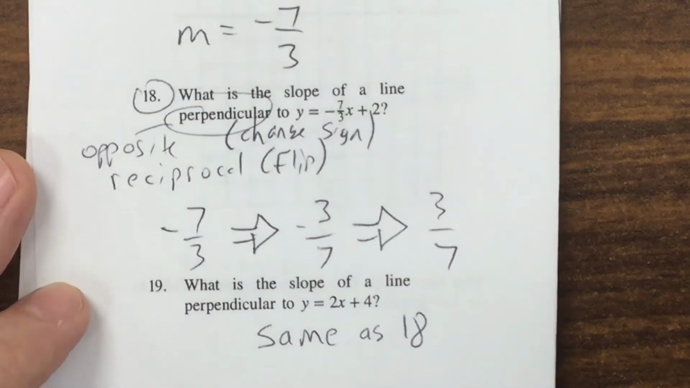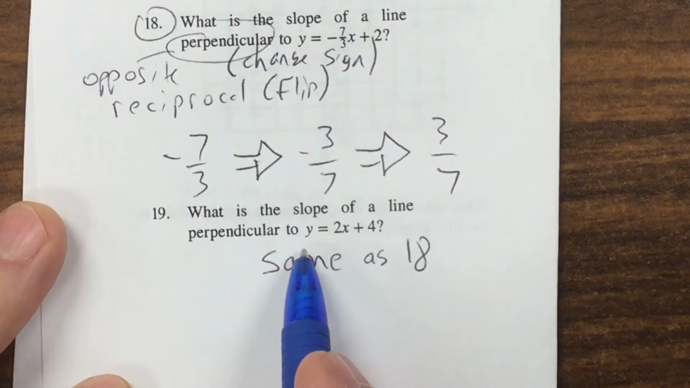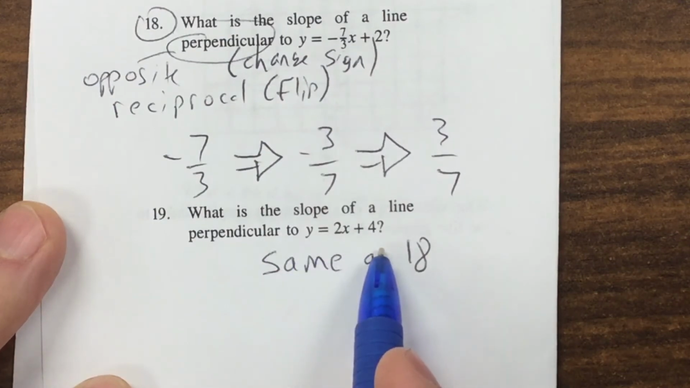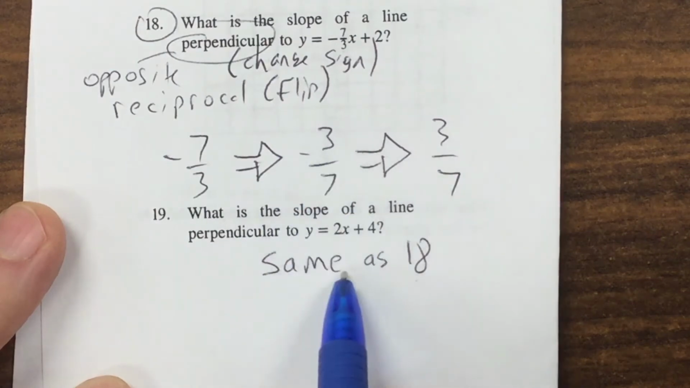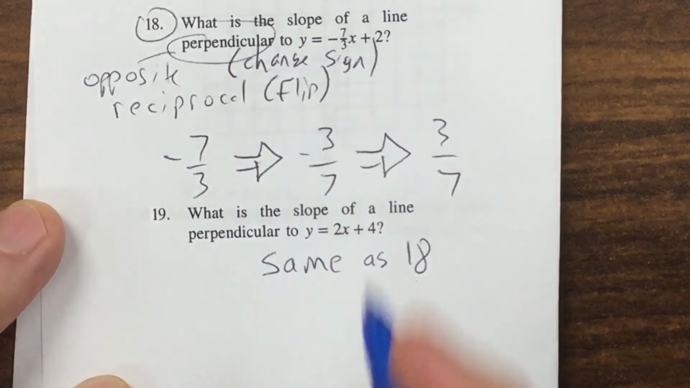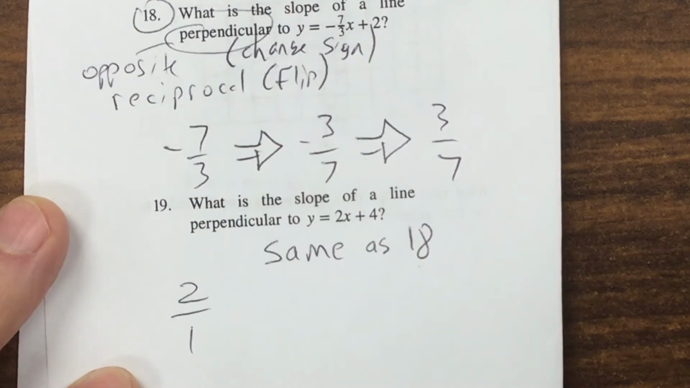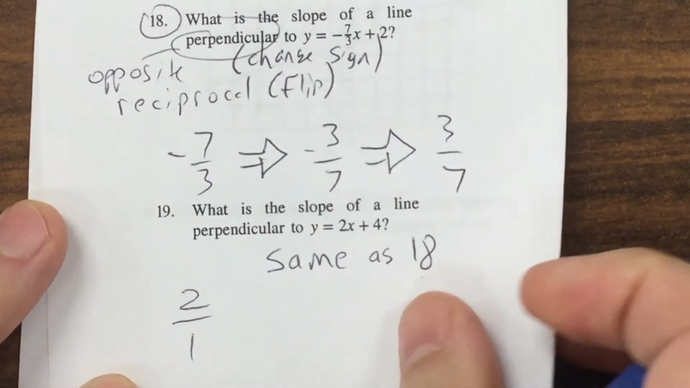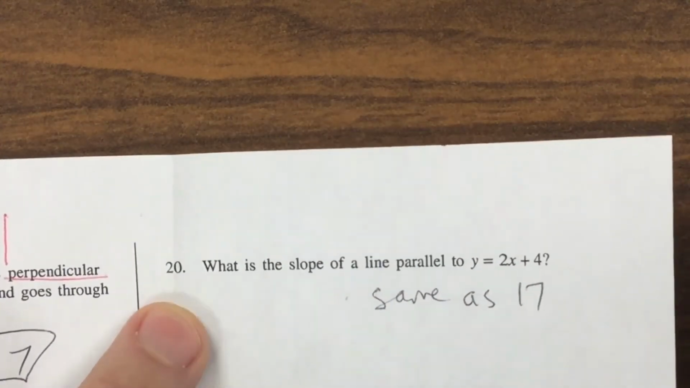Number 19, what is the slope of a line perpendicular to y equals 2x plus 4? It's the same thing as 18. You're going to flip it and change the sign. Now, how do you flip a 2? Well, remember, 2 is 2 over 1, so you're going to flip that and then change the sign. 20 is a continuation. That's the same as number 17.